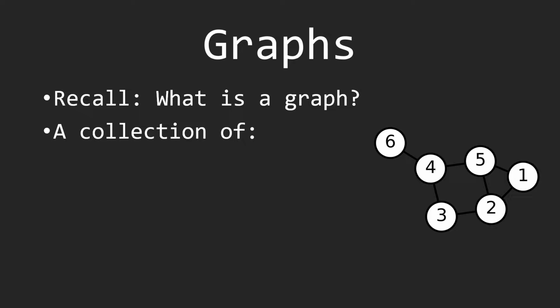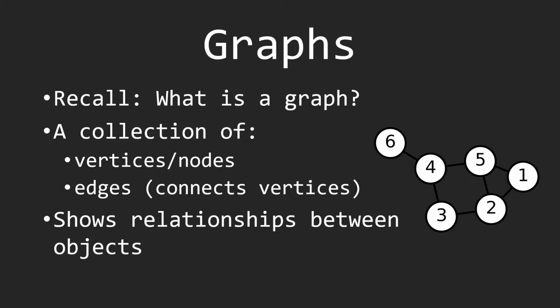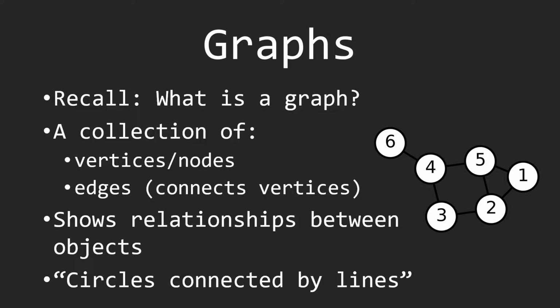Well, it's basically a collection of vertices or nodes, as well as edges which connect the vertices together. Now, this basically shows the relationship between the objects or the vertices slash nodes. And a really easy way that you can think about this is just circles connected by lines.